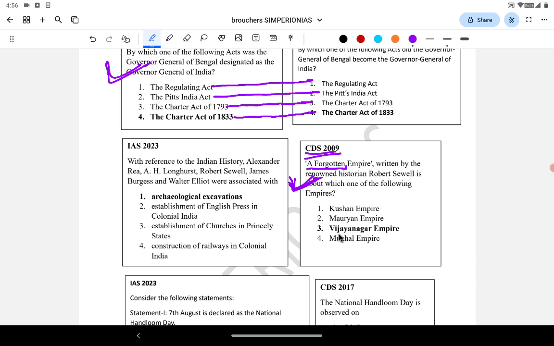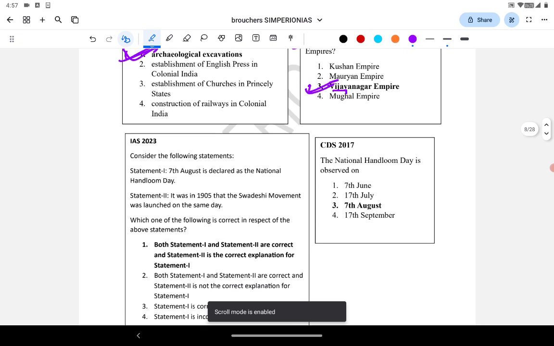He is a historian related to the Vijayanagara Empire. You can see archaeological excavations, historians, Robert Sewell, Vijayanagara Empire. If you had just gone through this CDS 2009 question, you could have got this answer: archaeological excavation. Just by the name of Robert Sewell. It is not necessary to know about all. Just knowing Robert Sewell is a historian of the Vijayanagara Empire and excavation, you could have solved this question. Let's go to the next question.